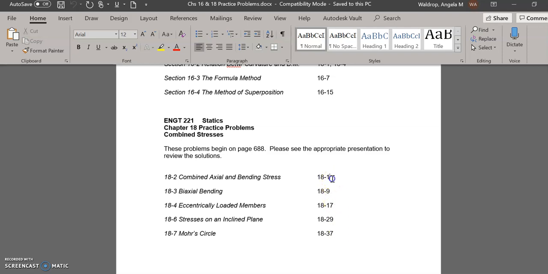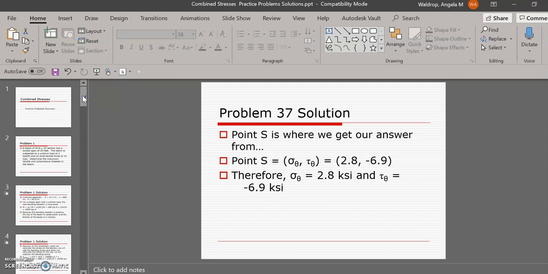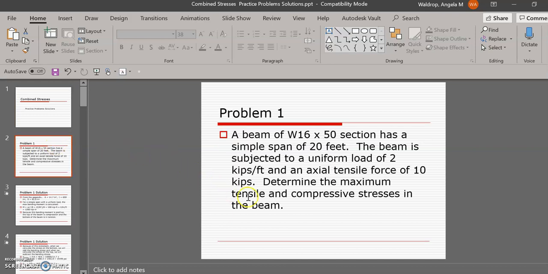Okay, combined loading. The other two problems, 18-9 and 18-17, if you'd like to look at them, you can, but we're going to skip those for the online section of this course. If I go ahead and go to the PowerPoint, and I'm located here, we're going to look at problem number 1, and this is for the combined loading.